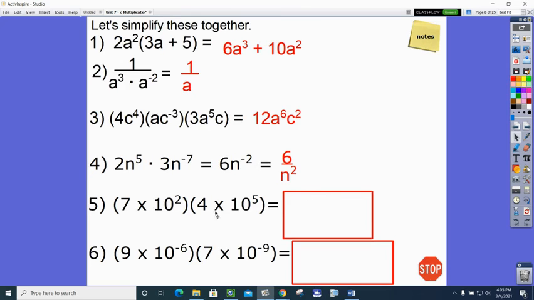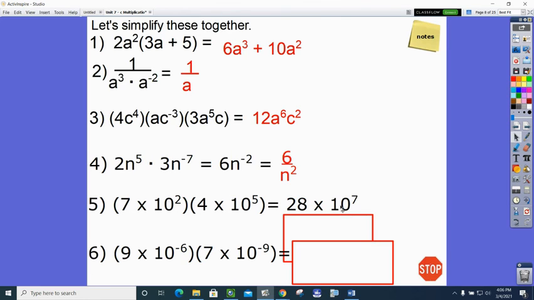Then put your multiplication sign and use the new rule on the 10 bases here, on the 2 powers of 10. Write your common base and add the exponents. So 7 times 4 would give me 28 times 10 to the 7th. Is everybody okay with that? So what mistake might people make? They might put the 100 here. No. Common bases, write the base, add the exponents.